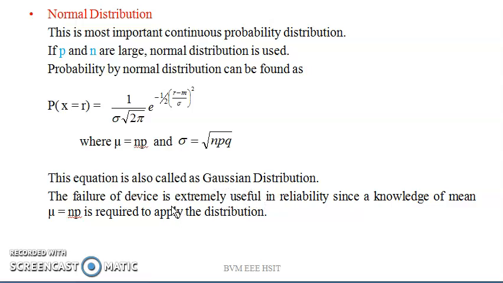The failure of a device is extremely useful in reliability, since a knowledge of the mean, that is mu, which is equal to np, is required to apply the distribution.